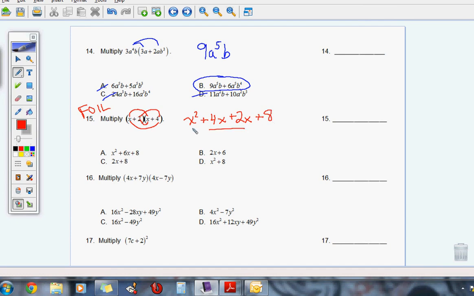So we want to combine our like terms, which is going to give us a 6x there. So looking at these choices, it looks like x squared plus 6x plus 8, choice A is the correct answer.